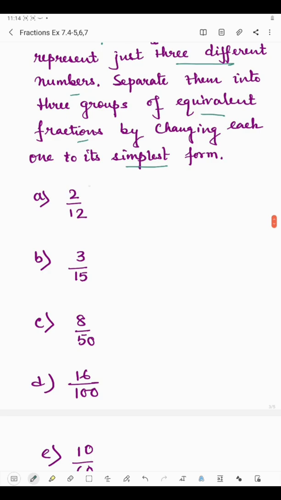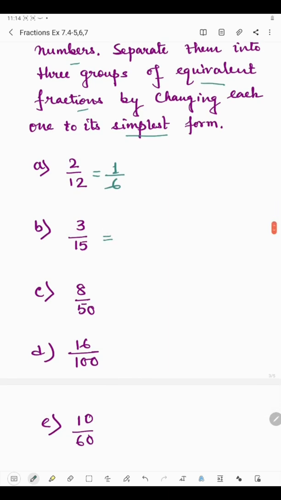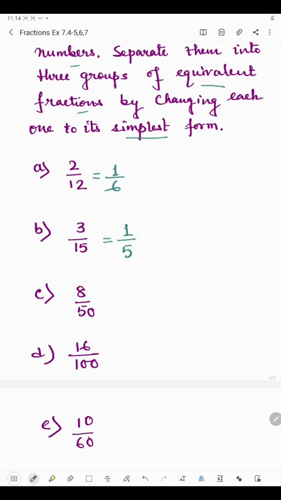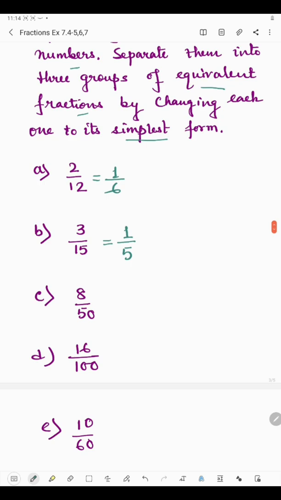Now here in the first part we have 2 by 12, and 2 and 12 both come in 2's table. So 2 1s are 2, 2 6s are 12. So we have 1 by 6. Now coming to next, we have 3 by 15. So both come in 3's table. So 3 1s are 3, 3 5s are 15. So here like 1 and 6 we cannot reduce further. So it is only the simplest form. Here also 1 by 5 is the simplest form because it cannot be further reduced.